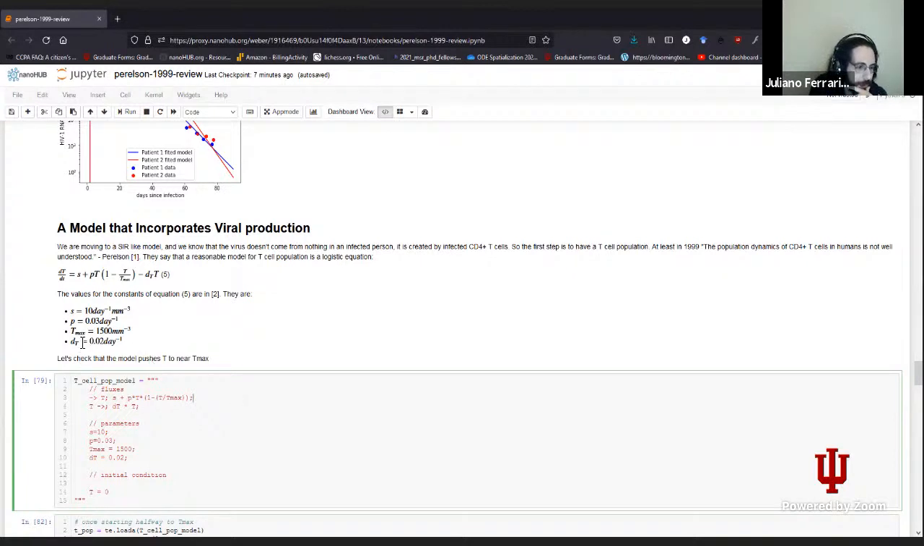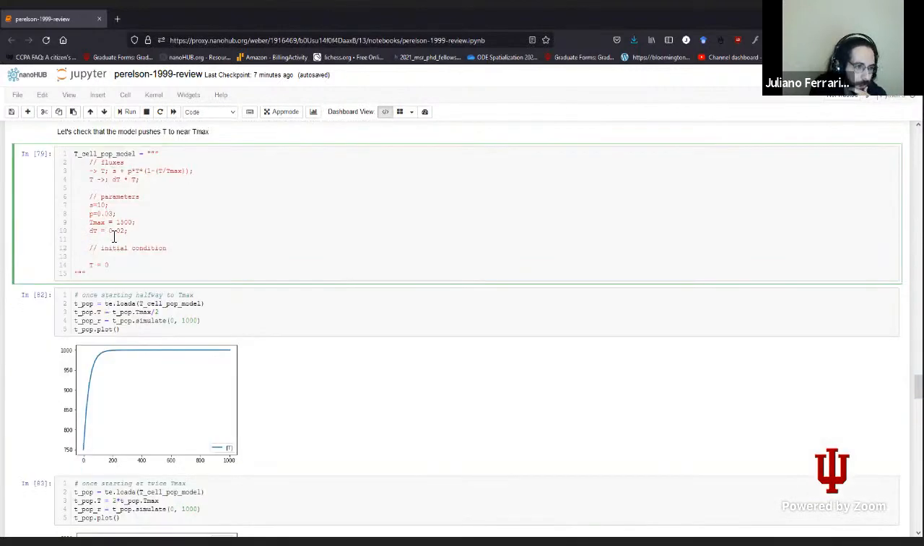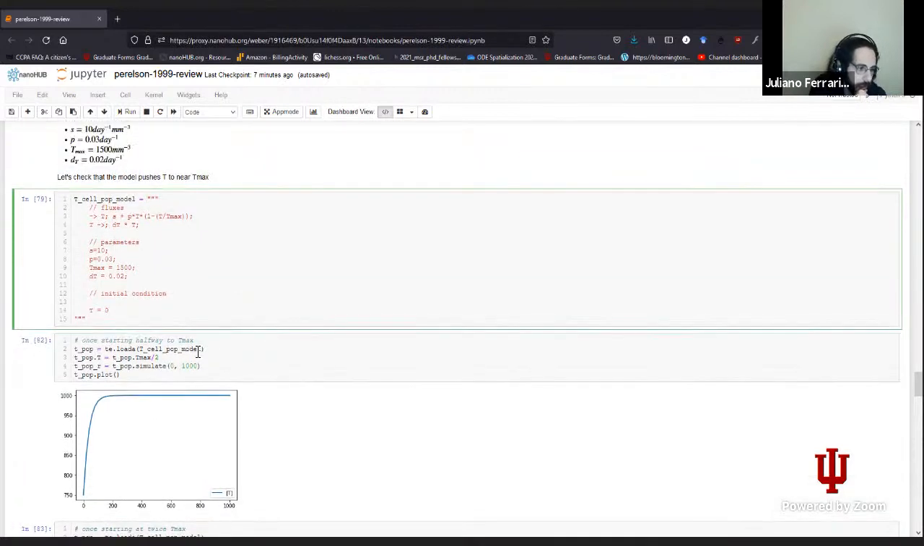And yeah, so here I'm just implementing the T cell population function, setting the population to zero, and it takes 200 days, it seems, to get to the steady state. And also notice that even though the maximum population is 1500, it only ever gets to just below 1,000.